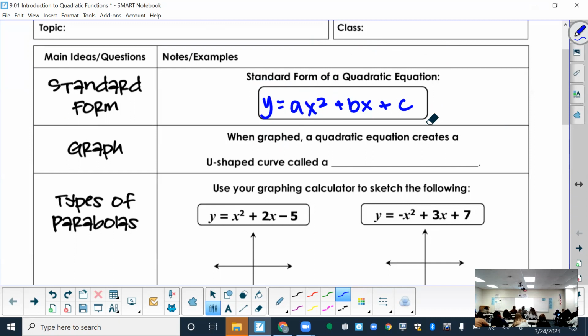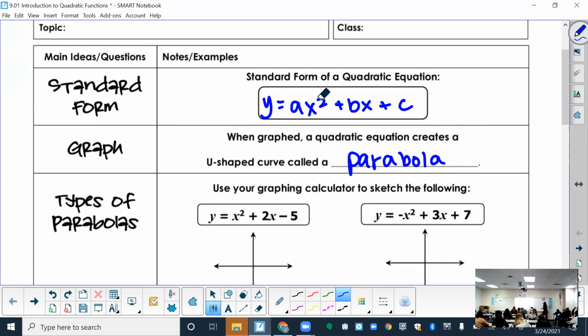A, b, and c would be replaced with numbers. What's unique about quadratic equations is that there will always be an x squared in it. That's what makes it the U-shaped graph. Other parts might be missing, that's fine, but you'll definitely have an x squared, and you won't have an exponent higher than the 2. When you enter them into Desmos, you get a U-shaped graph, and that's called a parabola.